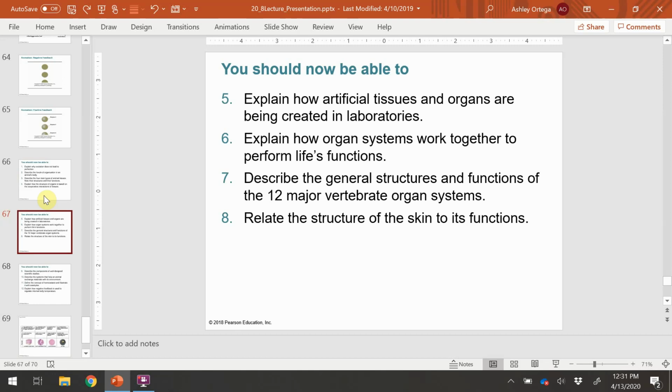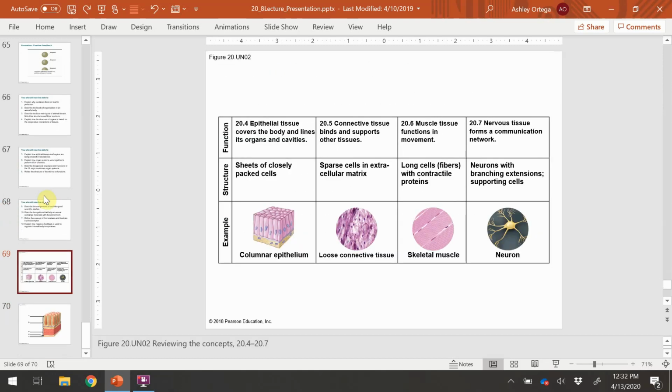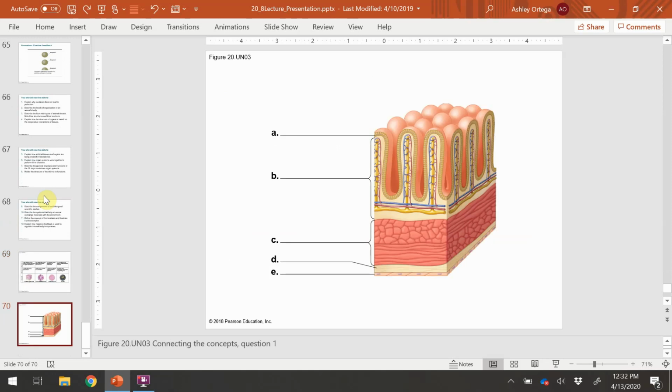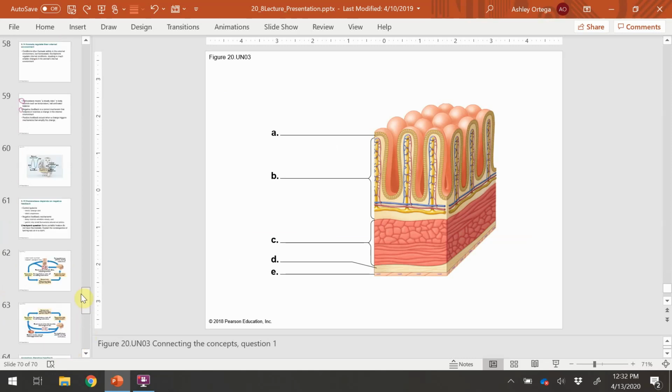So now we've hit the end of the chapter. This is a great example here in terms of the structure and function of the different tissue types. And then this is part of that example. So it's not super helpful here.